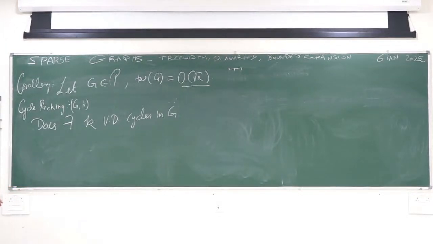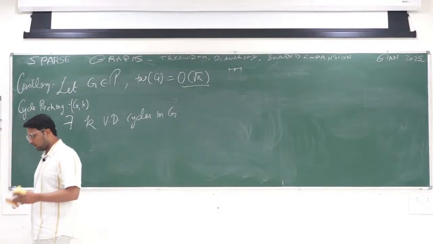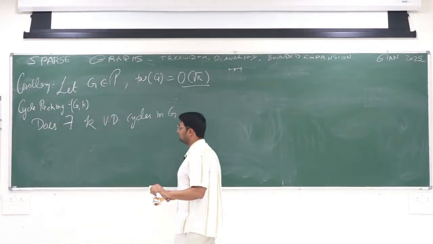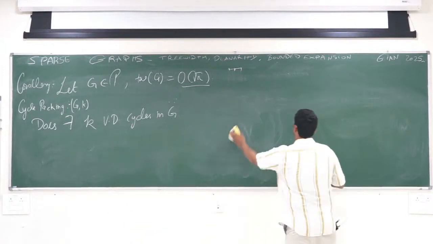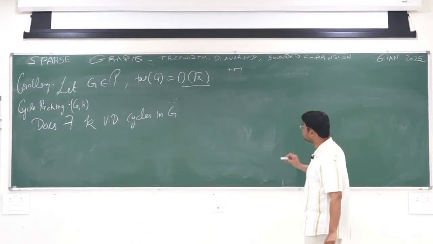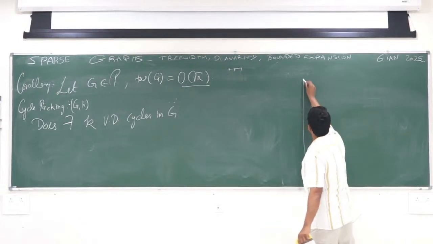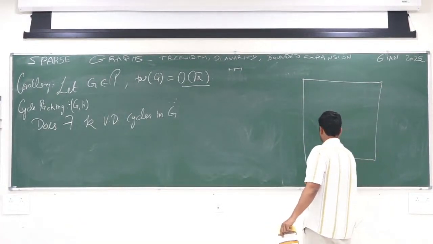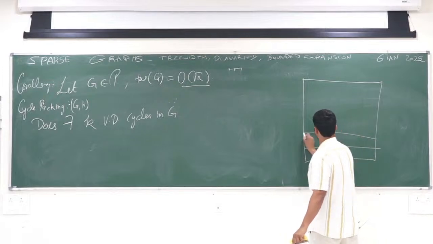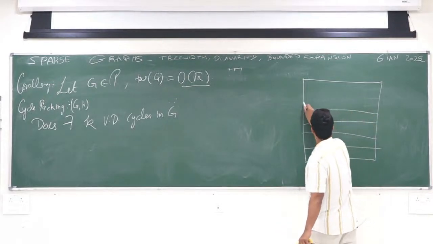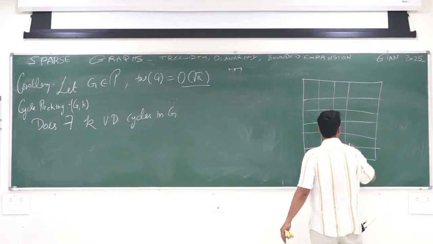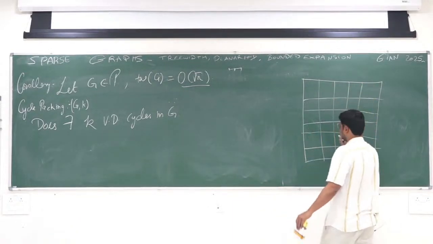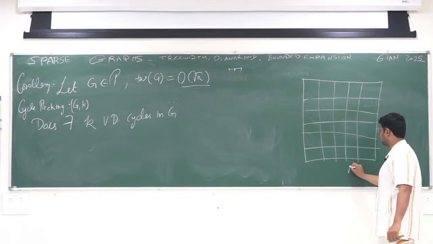This is a difficult problem. But now let's look at what we can do for planar graphs. First, I would like to make an observation. Let's say you have a T by T grid.